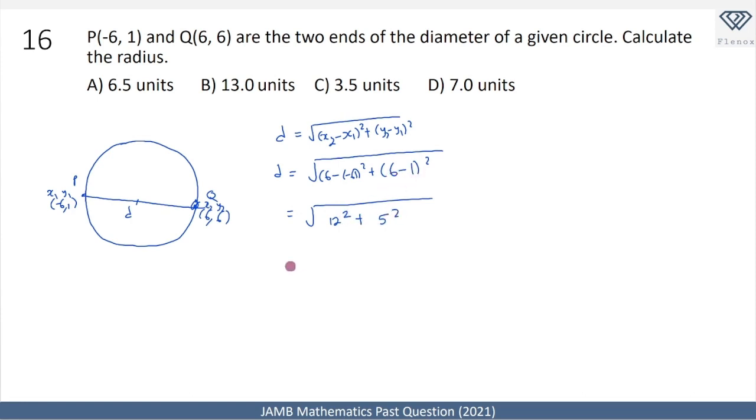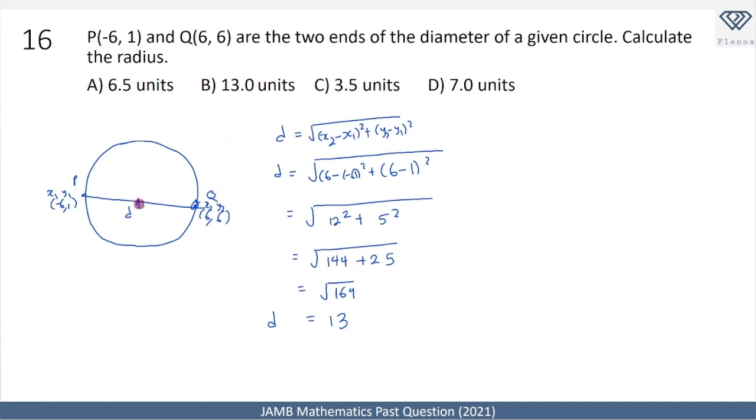And that will just be equal to the square root of 12 squared, which is 144, and 5 squared, which is 25, and that is just going to be 169. The square root of 169 is just going to be 13. Now you might be excited and say, oh yeah, we've gotten the distance, which is 13, and select B as the option, but that will be wrong, because what we found is what? The diameter.